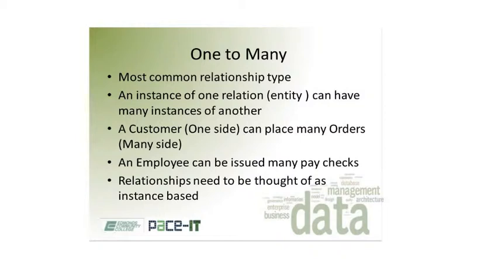Relationships need to be thought of from an instance basis. So what you're asking yourself when you're testing a relationship is how many instances of employee are associated with a single paycheck. An employee should be able to get many paychecks, but a paycheck is issued to one and only one employee. The instance of the paycheck is issued to one and only one employee.